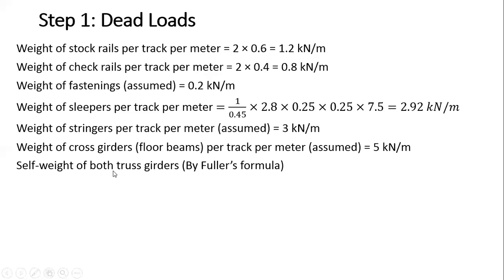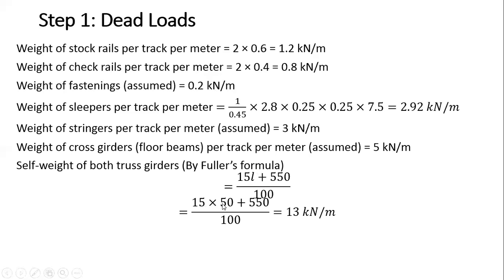So self weight of the truss girders is calculated by Fuller's formula. The formula is this one: (15L plus 550) divided by 100, where L is the span in meter. So span in our case is 50 meter. So 15 into 50 plus 550, divided by 100. So this is 13 kilonewton per meter.